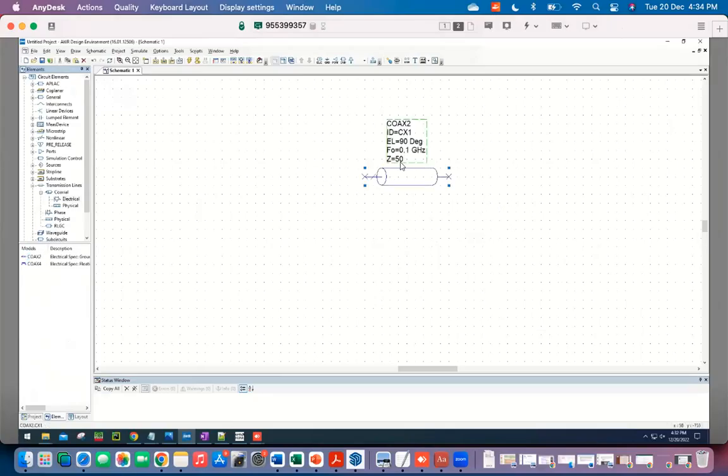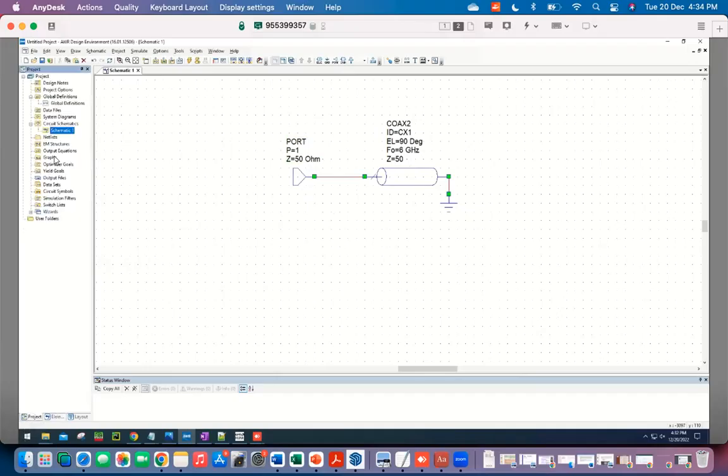Let's start with the lambda by 4 at 6 gigahertz. So lambda by 4 is 90 degrees. Leave the characteristic impedance at 50 ohms. I'll put a short circuit. This is what we saw last time. Let me add a graph.